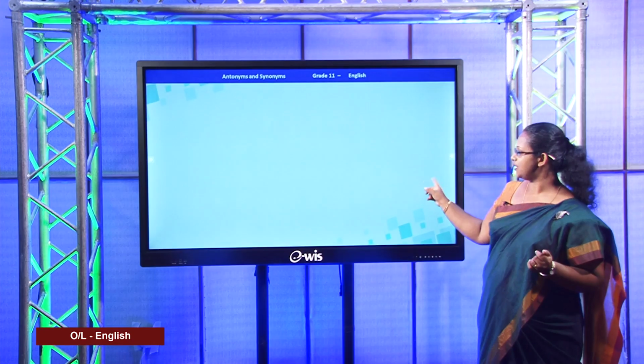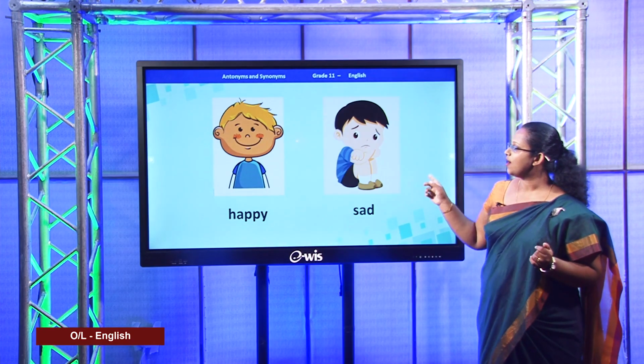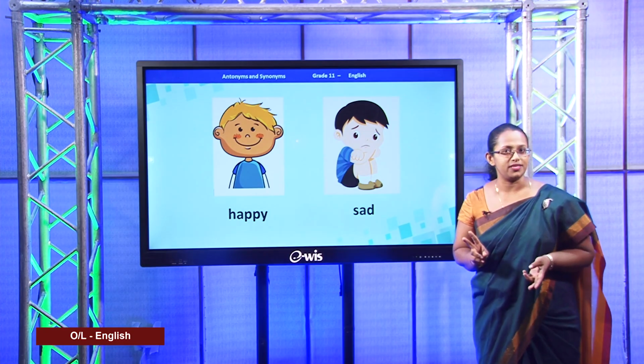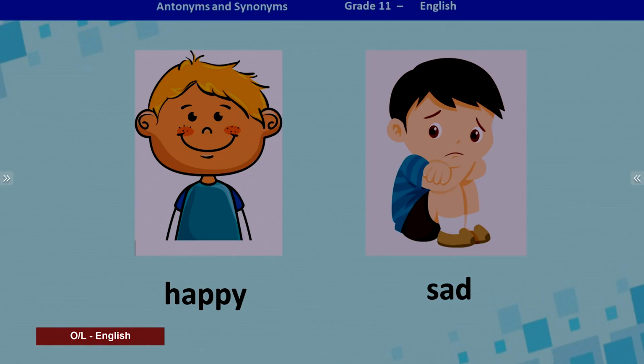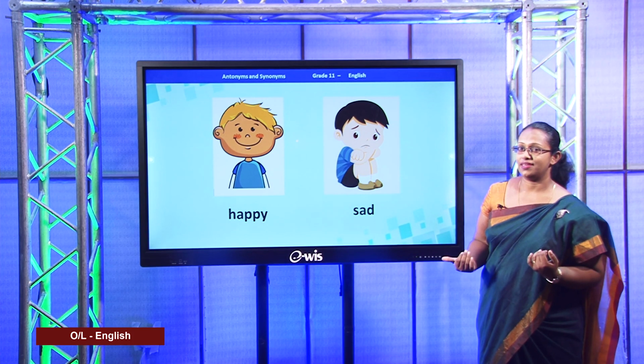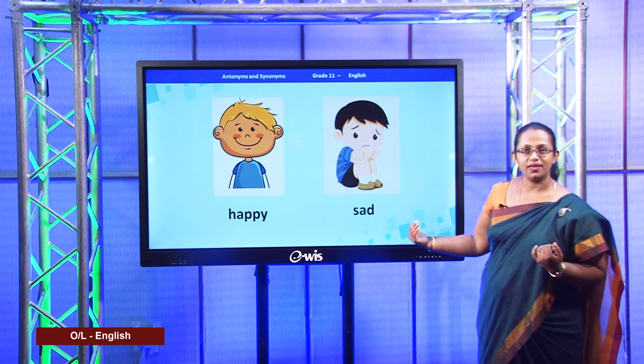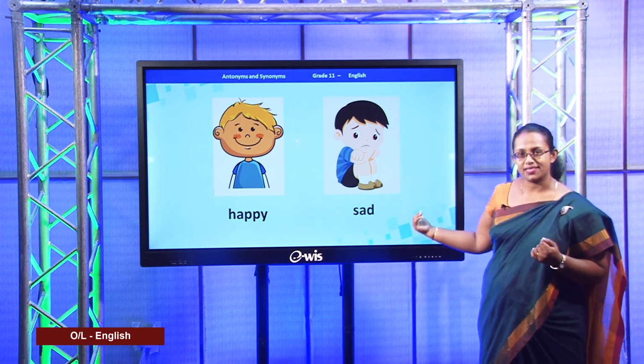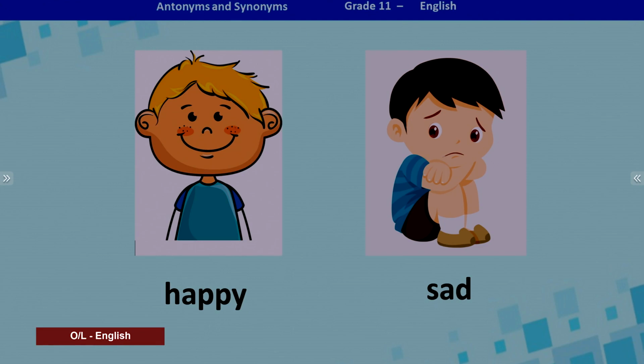Let's move on to another example. On the screen, you can see two boys. The first one is smiling nicely because he is happy. But the other one is not smiling. He is upset. He is not happy. Opposite of happy, of course, that is sad. The opposite of happy is sad.